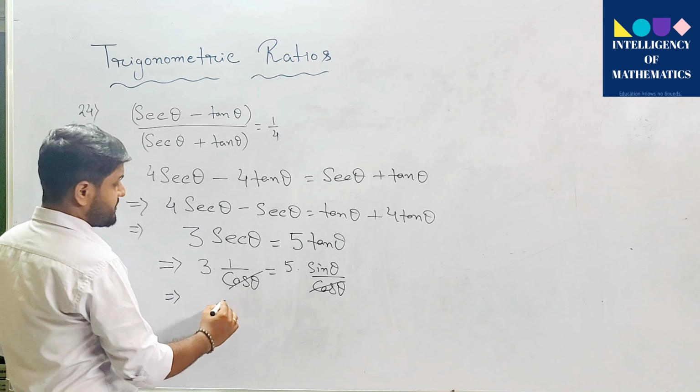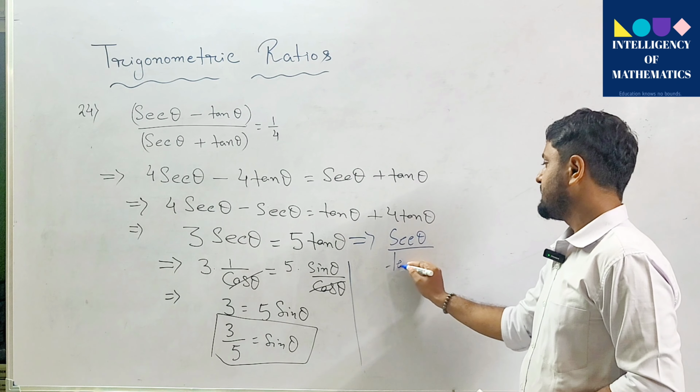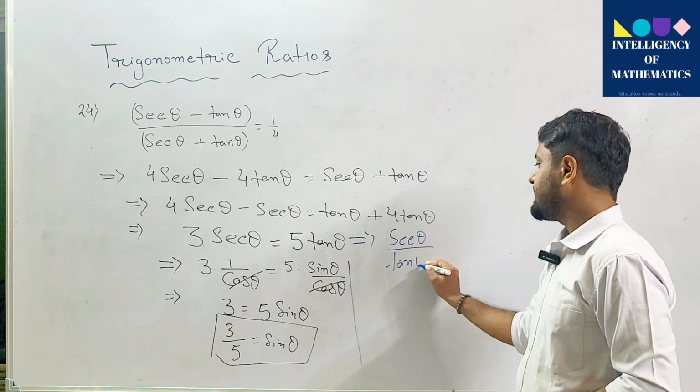One more way is also there. You can bring tan theta down under sec theta, then you can do 1 by sine also. That also I am showing you. Another method: from here, sec theta I am keeping and tan theta I am bringing down, so this is sec theta by tan theta, which will be equivalent to 5 by 3.